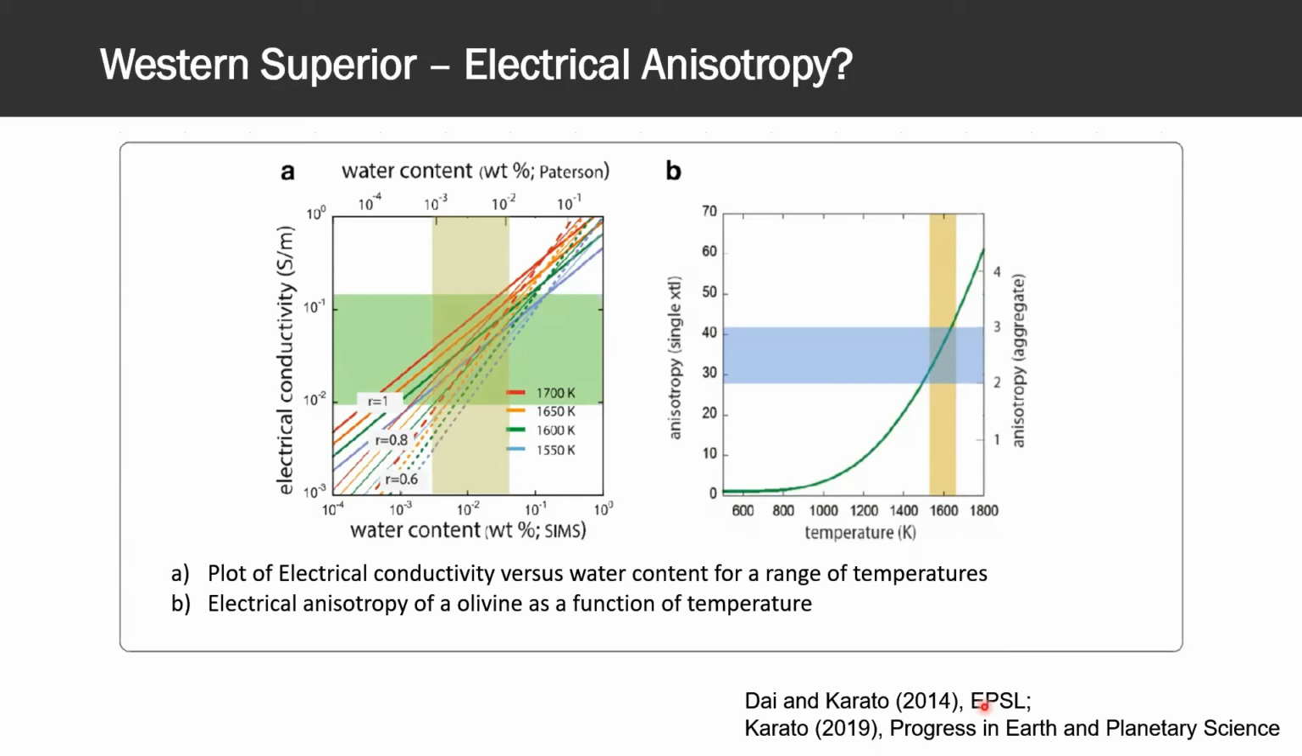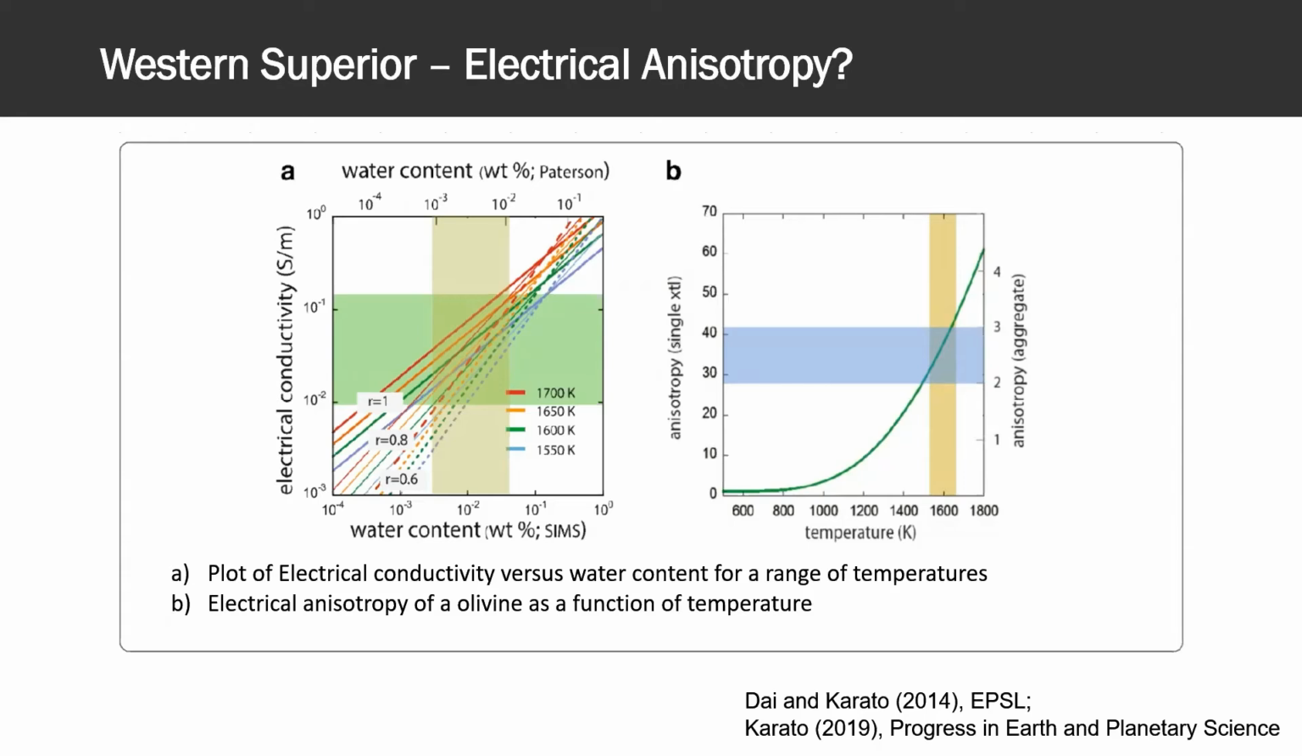However, for typical asthenospheric values, which is what these boxes represent, typical asthenospheric water contents, temperatures, and so on, the maximum aggregate anisotropy, so not just a single crystal of olivine or garnet, but the actual aggregate mantle anisotropy, is about 3. Obviously that would be less if we're talking about things in the lithosphere. So what that means is that for LPO and olivine or mantle minerals to be the explanation for the structures we're seeing in the Western Superior, we should be able to explain the data with a mantle that has an anisotropic factor of about 3.